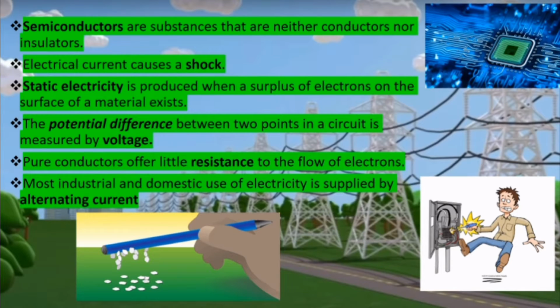Most industrial and domestic use of electricity is supplied by alternating current. Because voltage cycles in alternating current, an effective current is computed for alternating current circuits, which is slightly less than the peak current during a cycle.